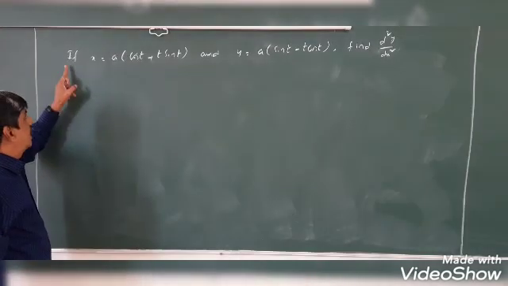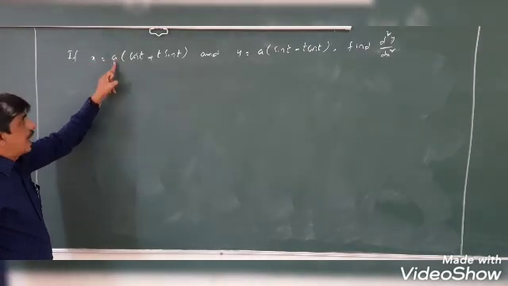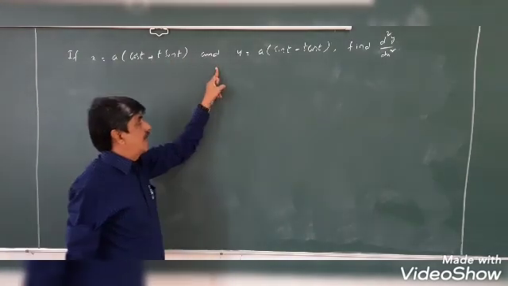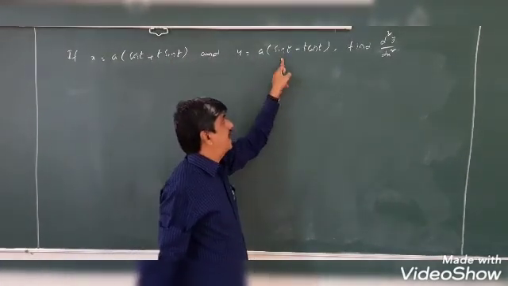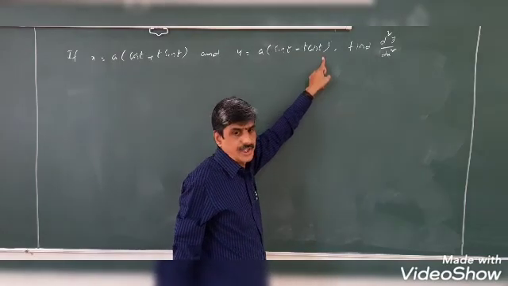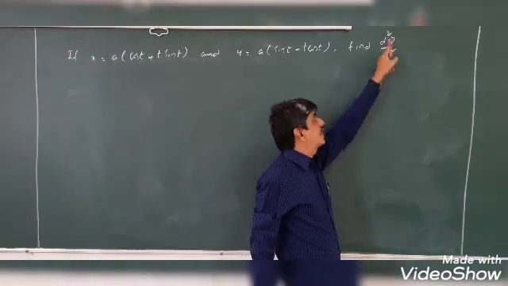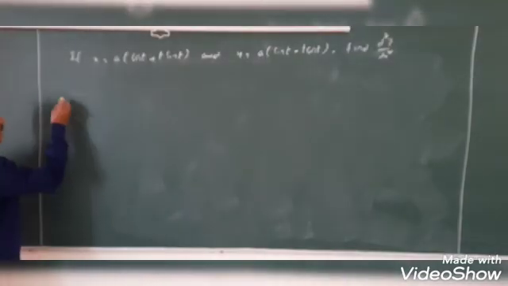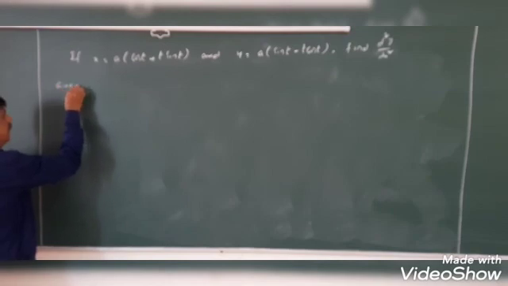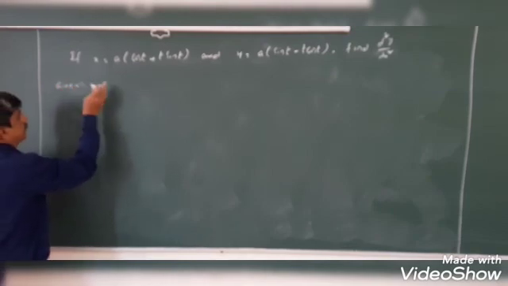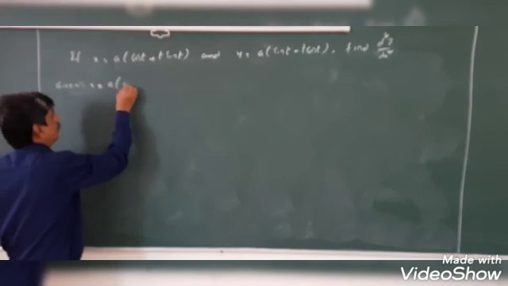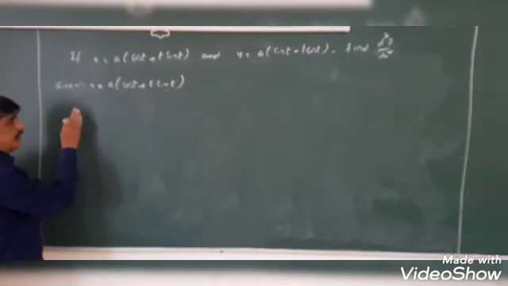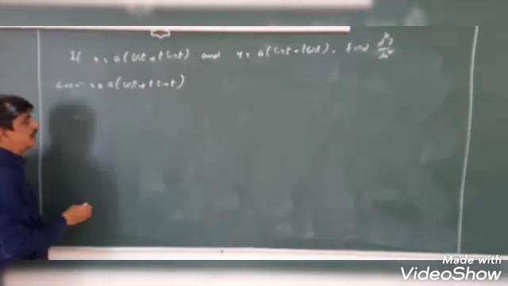Next numerical: if x is equal to a into cos t plus t sin t and y is equal to a into sin t minus t cos t, find d square y by dx square. So here, given x is equal to a into cos t plus t sin t. Differentiate with respect to t on both sides.